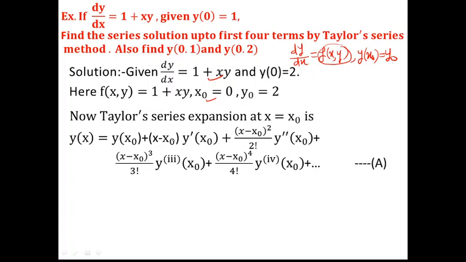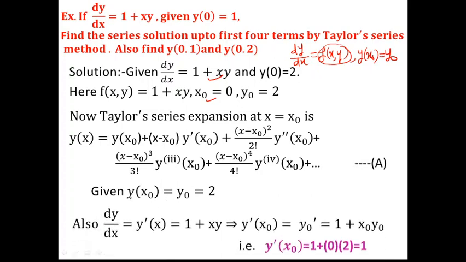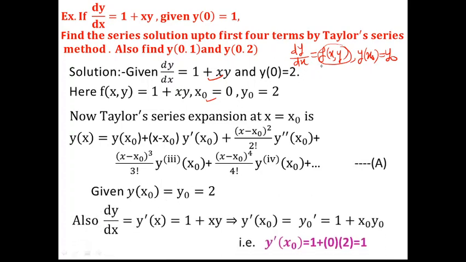So what is the requirement of this formula? We want y at x naught, y dash at x naught, y double dash at x naught, y triple dash at x naught, and so on. So let's find these one by one. Here one of the values is already given. What is that? Y of x naught equal to y naught. Y naught is already given, that is 2. So the first value is coming out to be non-zero, that is 2.